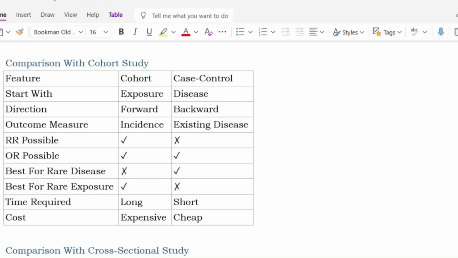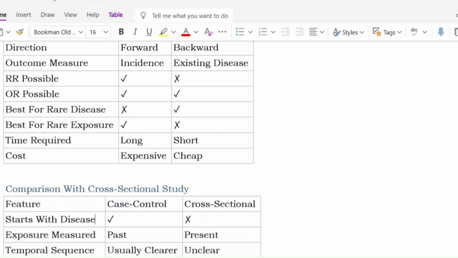Odds ratio is possible with the cohort as well as case control, but we don't take the odds ratio much into account in the cohort. We mainly take it into account in case control. But it is possible in the cohort also. Cohort is best suited when the exposure is rare, while case control is not suitable. Case control is more suitable when the outcome or the disease is rare, while cohort is not suitable there. For cohort, the time required is long, while case control can be performed in a short time. Cohorts are expensive, while case control studies are relatively cheap.